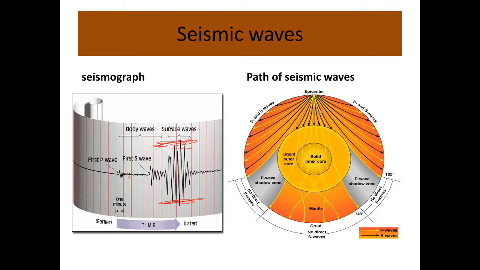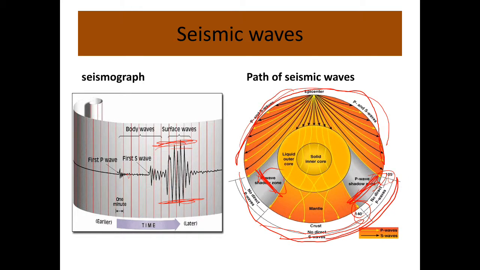Path of seismic waves. S waves travel only in this region. But P waves travel in this region as well as in this region. This region is the shadow zone, which is from 105 degrees to 140 degrees. This region is known as the P wave shadow zone, and we can see that on both sides. But this entire region is the S wave shadow zone.